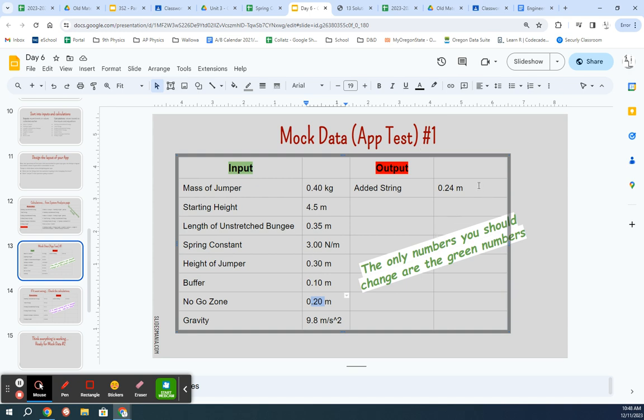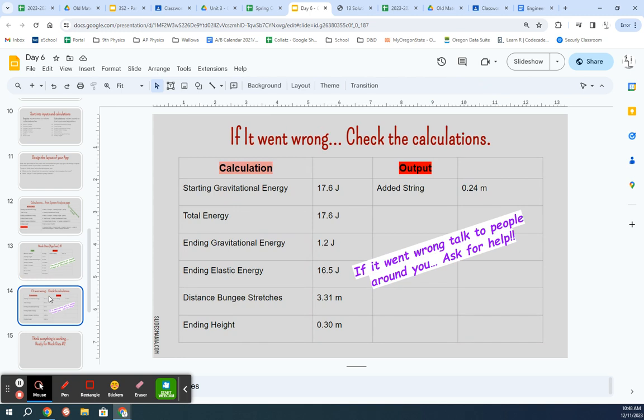And what you should get for your output is 0.24 meters. So if all of the coding is done correctly, this is the output that you should get. And if it's not the output that you get, we're going to try and troubleshoot that real quick. So with the numbers that we had, these are the output calculations that should show up. So if one of these isn't showing up, that tells you where the mistake is, right?